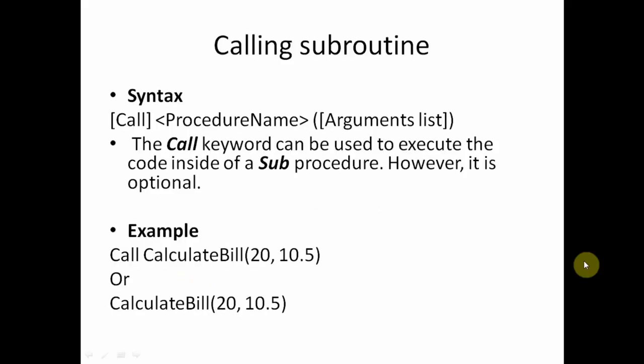Now after creating the subroutine, we need to call that subroutine from our code, and for that the syntax is: Call is the keyword, which is optional. Whether you use it or not, it doesn't make any difference. After that we need to specify the subroutine name, or procedure name, and if arguments are to be passed to the subroutine, they are specified within parentheses separated by commas. For example, if I want to call this subroutine, CalculateBill, there are two ways. I can write Call CalculateBill and the values separated by commas, or directly write CalculateBill and the arguments within parentheses separated by commas.